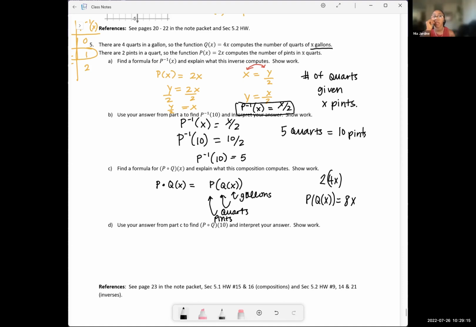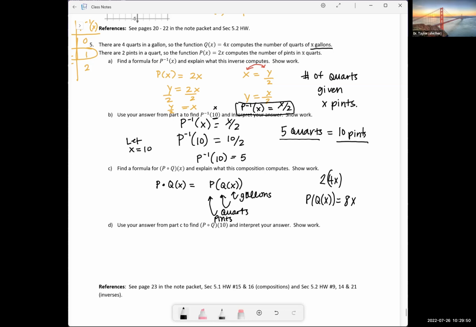Sorry to go backwards, but can you explain B, 5B again, please? Yeah, for sure. So you understand the equation is X divided by 2? Okay, so then if it's X divided by 2, and they're saying find P of 10, that means they let X equal 10. So we put 10 in for X, so it's 10 divided by 2. 10 divided by 2 is 5. So what this means is that there are 5 quarts that equal 10 pints.